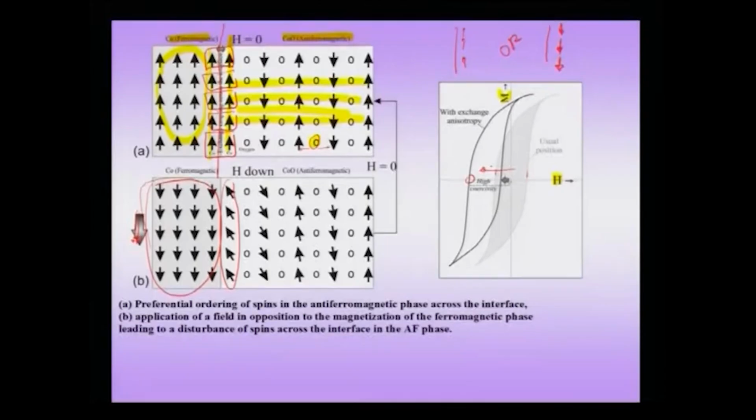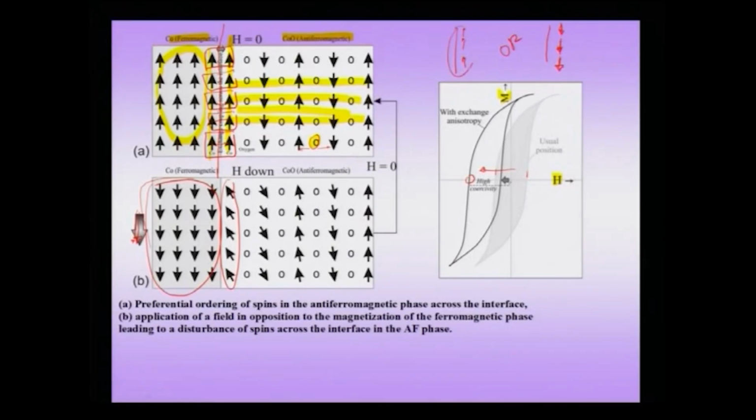Now, to get the desired high coercivity effect, or the exchange anisotropy effect, what we do is that we make a single domain cobalt on an antiferromagnetic cobalt oxide layer. We heat the system above the Néel temperature and apply an external magnetic field to saturate the ferromagnetic phase. Then we cool the system below the Néel temperature, and that implies that the antiferromagnetic order is now dictated by the ferromagnetic phase and the spins across the interface pointing in the same directions.